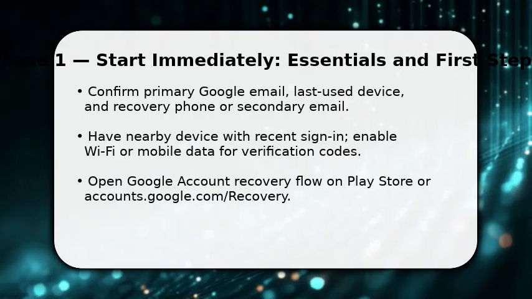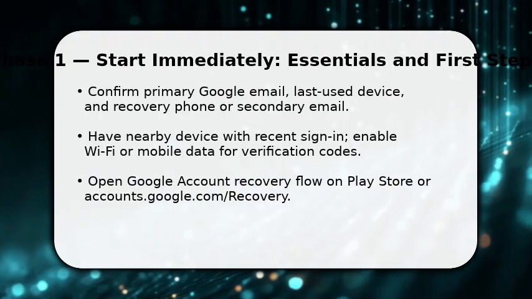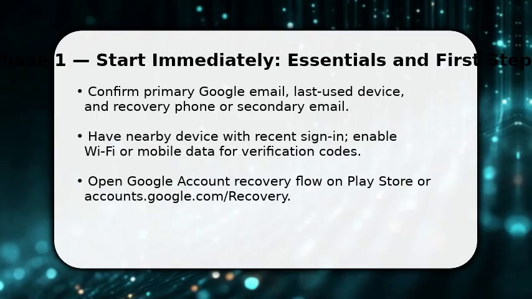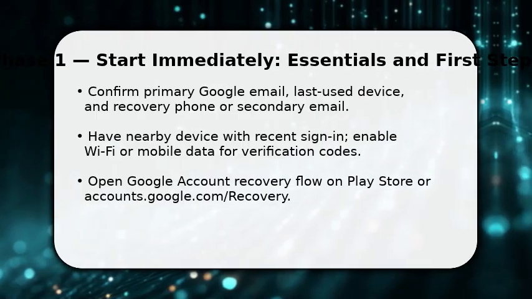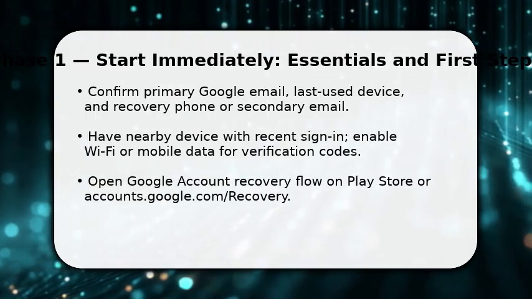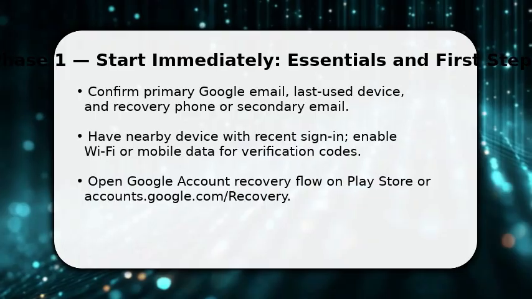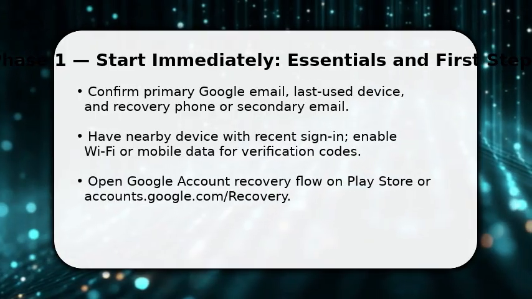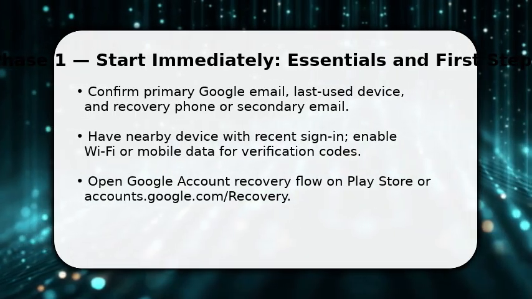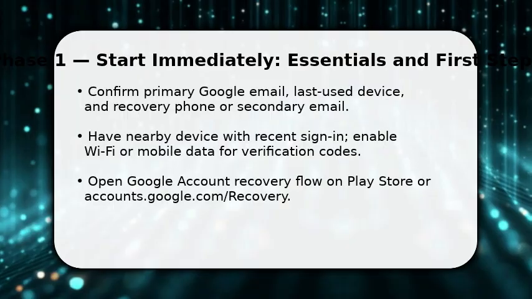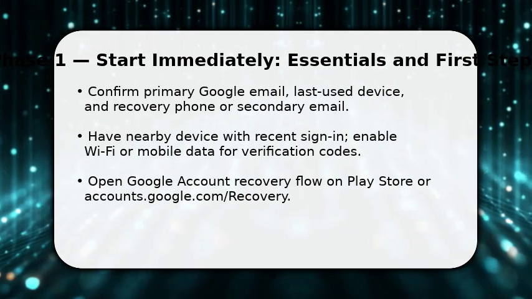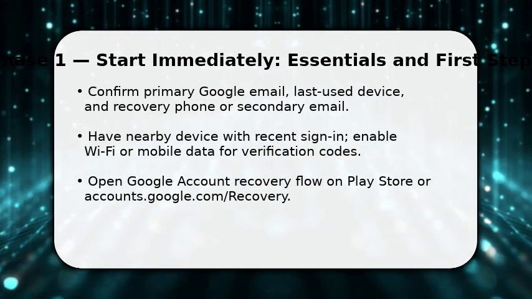You begin by gathering essentials: the exact Google address tied to Play Store, a phone or device you used recently, and access to recovery email or SMS. Once done, open the account recovery page on the device you usually sign in with. This increases success rates because Google checks device signals. Make sure Wi-Fi or mobile data is active. You'll shortly request a code, so stay on this device. This fast start avoids backtracking and speeds up verification.